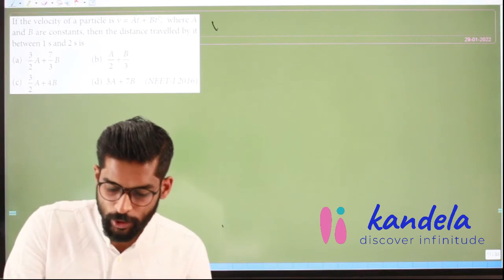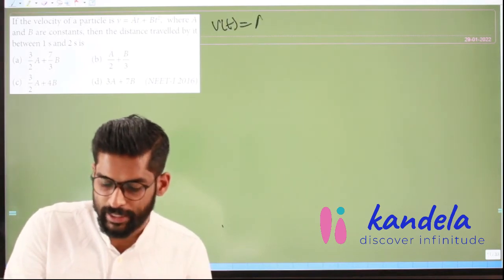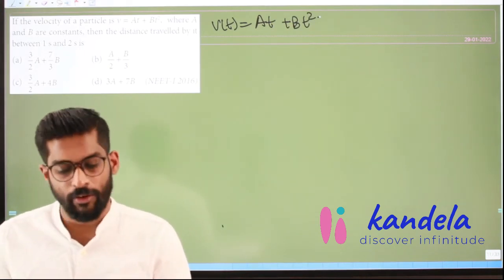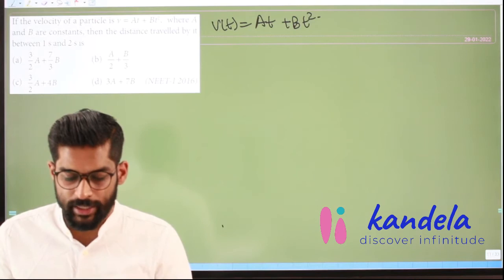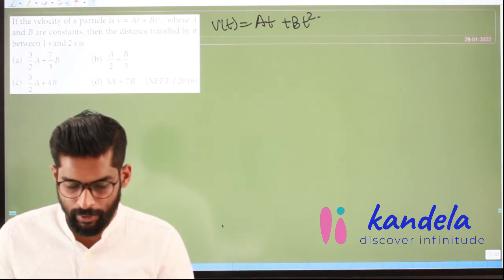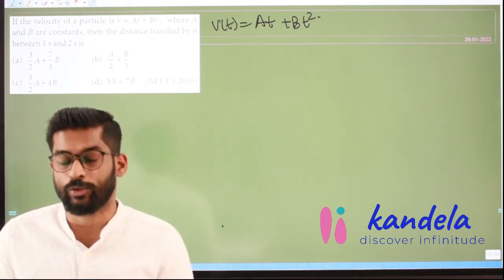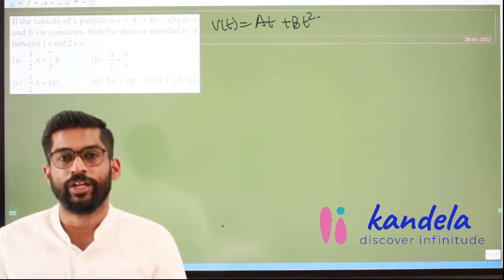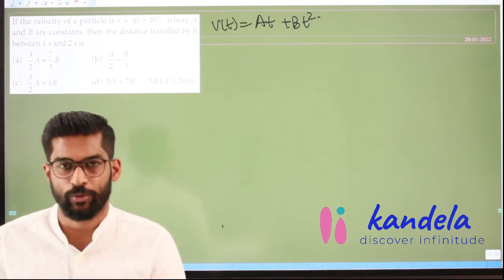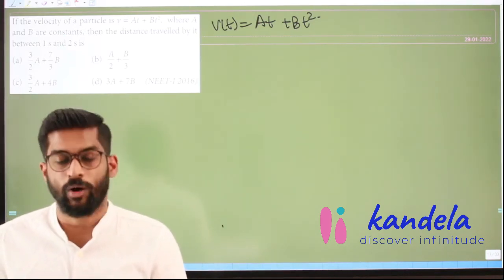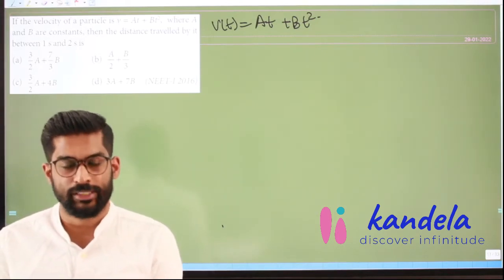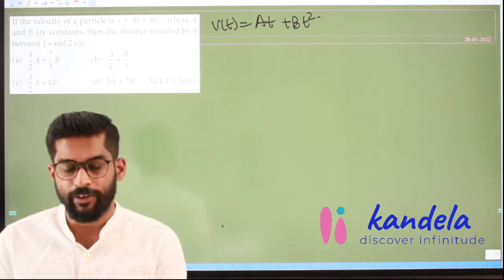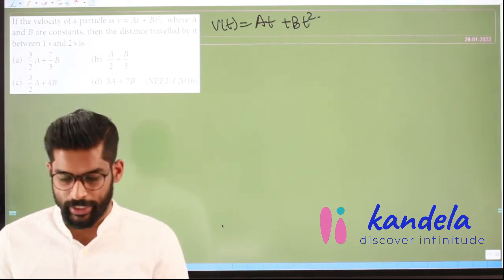So our function of velocity with respect to time is given by at plus bt square. Given that a and b are constants, we need to find what is the distance traveled by it between 1 and 2 seconds. So here we know what is the velocity with respect to time. Now we need to find what is the distance. So the first question is this: if we know what is the velocity with respect to time, how can we find the position with respect to time?